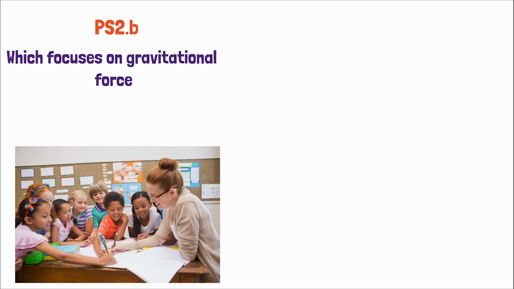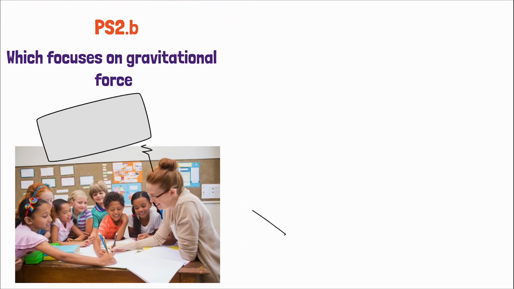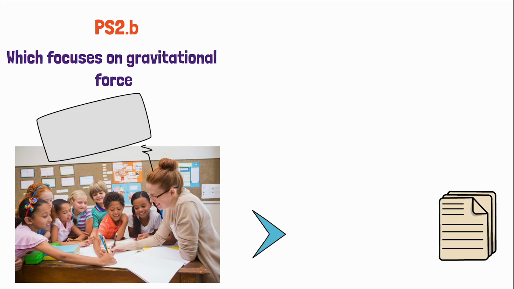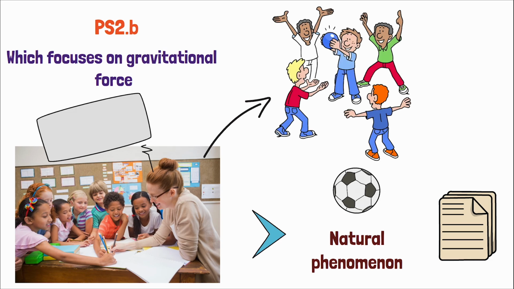In the context of teaching the disciplinary core idea PS2.B, which focuses on gravitational force, a fifth-grade teacher might use a descriptive investigation. This type of investigation involves observing and recording data about a natural phenomenon, such as how objects fall towards the Earth's center due to gravitational force. Descriptive investigations help students develop observational skills and understand scientific concepts through direct interaction with natural phenomena.